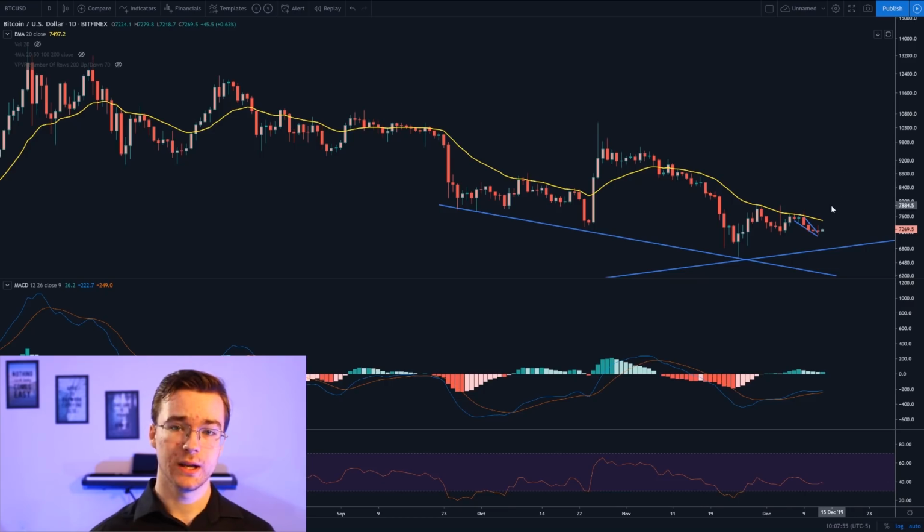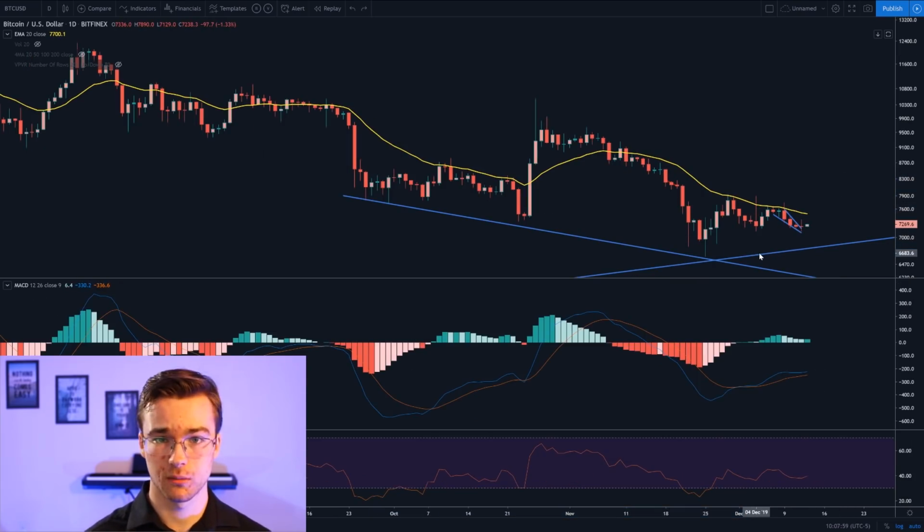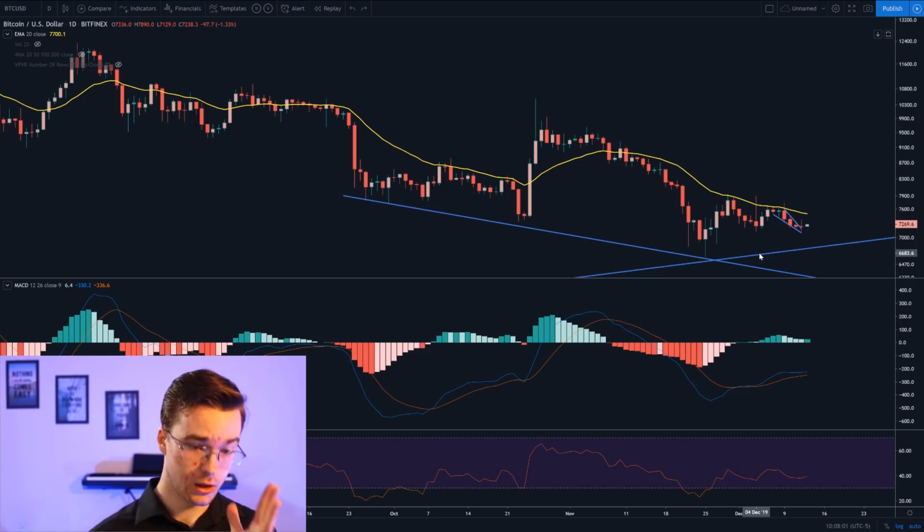which we're going to talk about here in a second, because this right here is not the only divergence we're looking at. There's actually some shorter term divergence still on the daily chart looking you in the face right now that we're going to be talking about here in a little while.